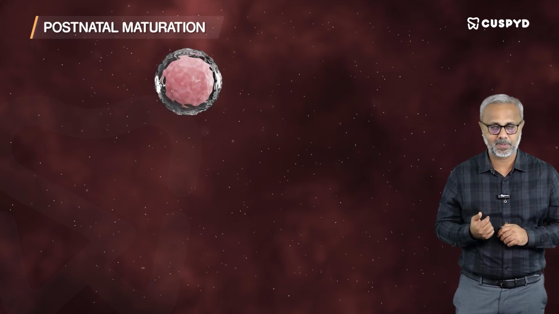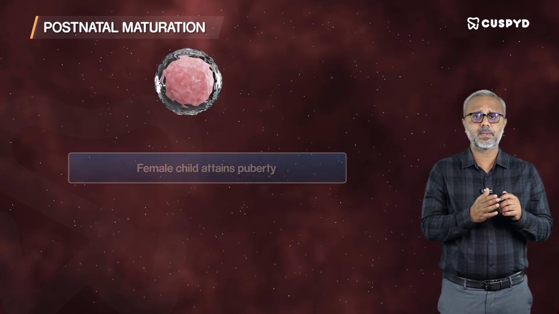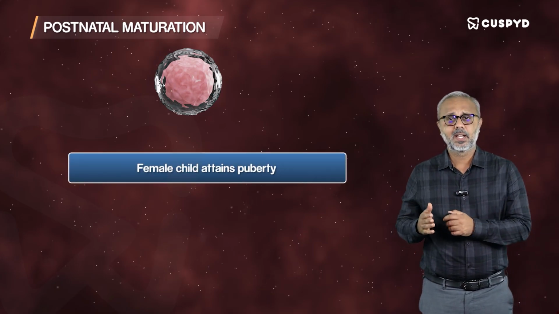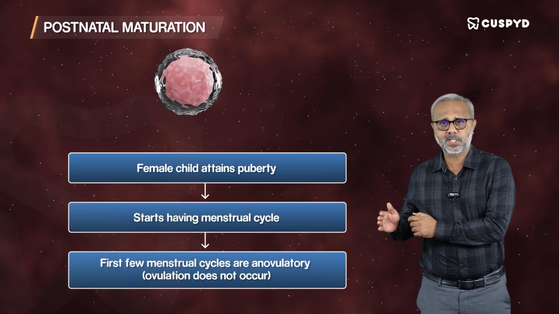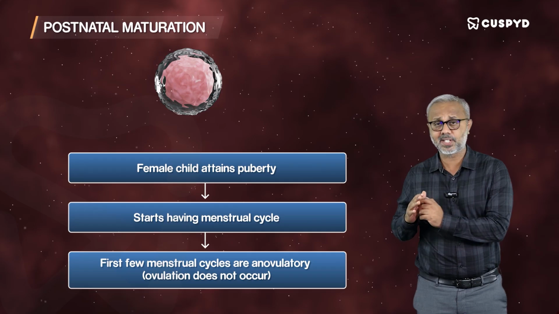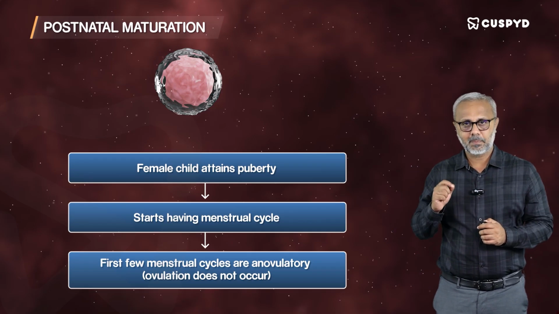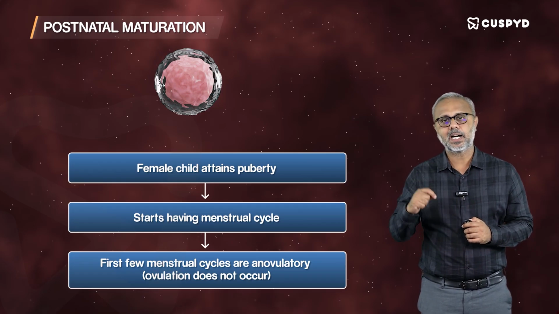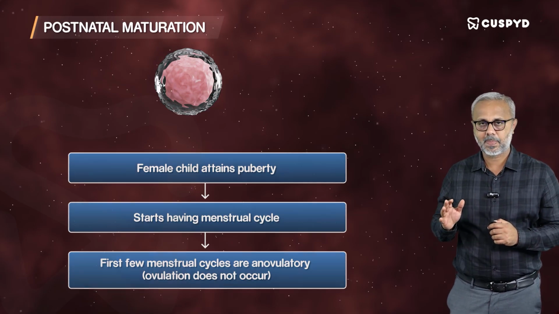So this is how the prenatal maturation occurs. Now let's talk about the process of postnatal maturation. What happens in postnatal maturation is, once the female child attains puberty and starts having menstrual cycles, the first few menstrual cycles are anovulatory. Ovulation does not occur. Then ovulatory cycles occur, where each month one oocyte will be released into the peritoneal cavity, right? This process is called ovulation.